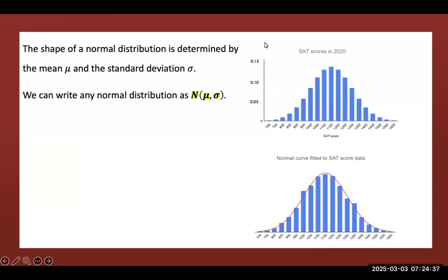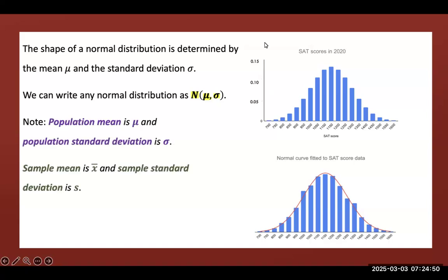So when we talk about a particular normal distribution, we can write it as capital N for normal, and in parentheses, mu, which is the mean, and sigma, which is the standard deviation. Now, population mean is represented by the Greek letter mu, and population standard deviation is represented by the Greek letter sigma. When we talk about sample mean, that's represented by an X with a bar on top, and a sample standard deviation is represented by the letter S.